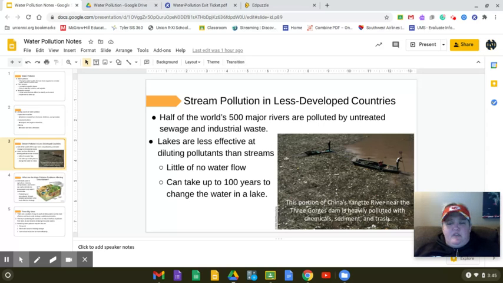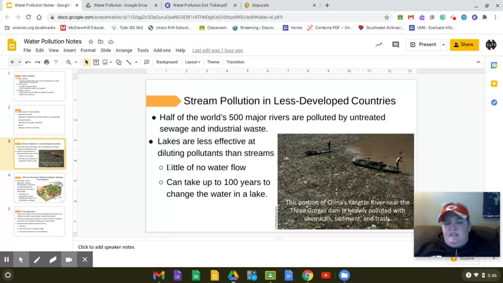Half of the world's 500 major rivers are polluted by untreated sewage and industrial waste. You can see here the Chinese Yangtze River, which is a huge river in China. A lot of traffic on it. They use it for growing crops. They use it for a variety of different stuff. But you can see here how much pollution and just sediment and gross trash is building up there in the Yangtze because China's a very populated country, and you only got so much space to put trash. And so you can see here that that's one example of the pollution of the major rivers.